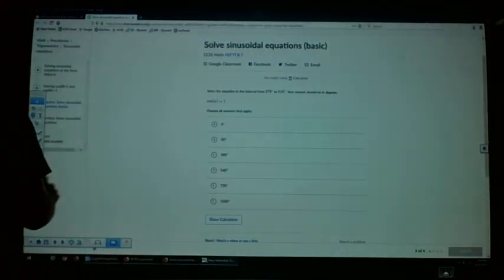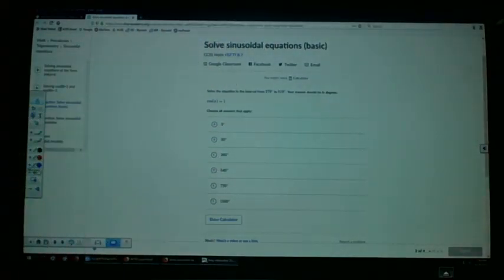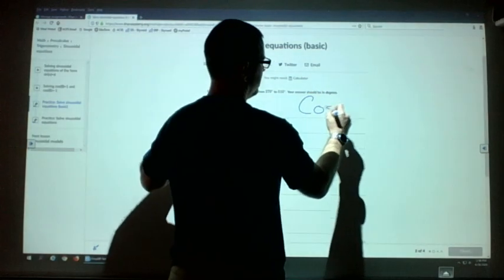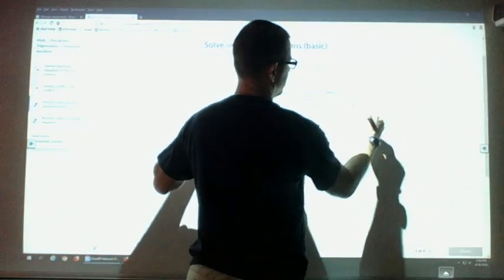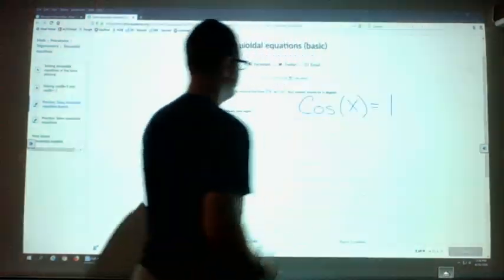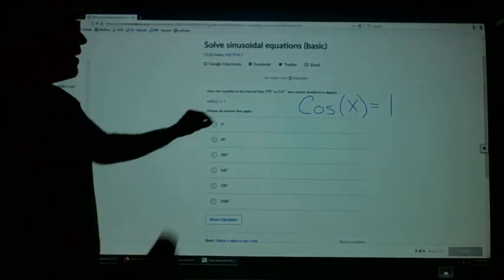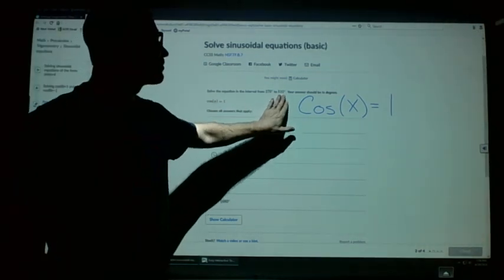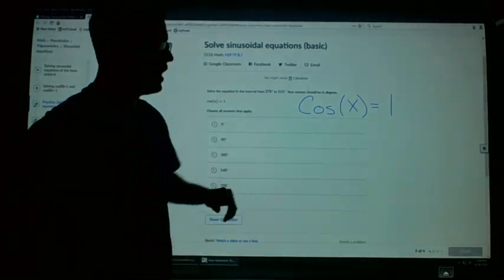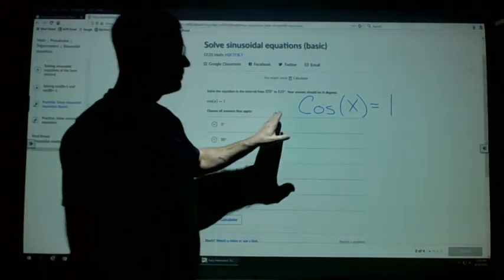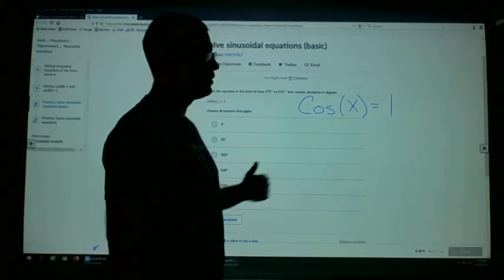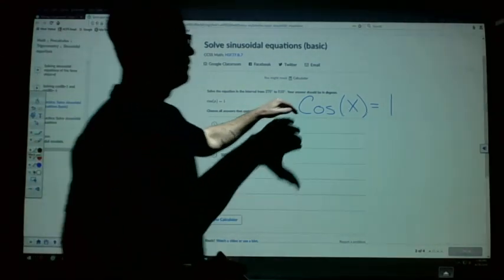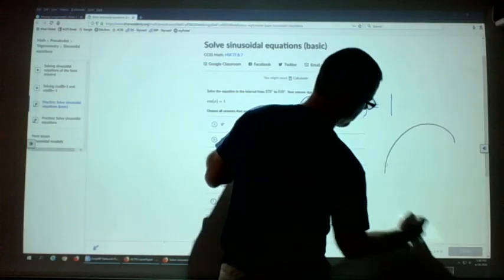Now, this one. Cosine x equals 1. That's cosine of x is equal to 1. This one is giving me an interval from 270 to 810 degrees. Your answer should be in degrees, so we're in degrees now. But, again, I'm going to sketch it out. I'm going to draw a picture of this. So I need my unit circle.